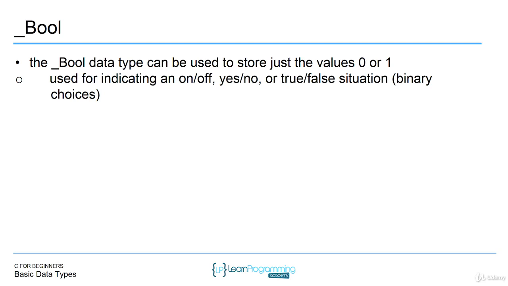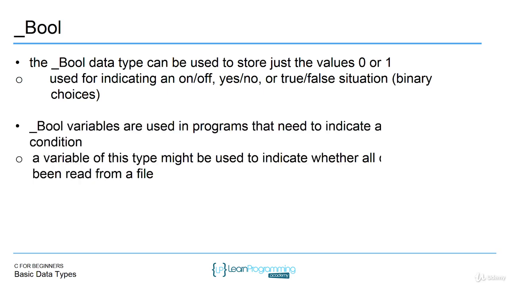Underscore bool. This is a data type that can be used to store just the values 0 and 1. You'll often hear this term Boolean expression. In bool, it all means true or false. It's a yes or no, 0 or 1. So it's indicated for binary choices, essentially. And we're going to talk a lot about Booleans and Boolean expressions when we talk about decision statements.